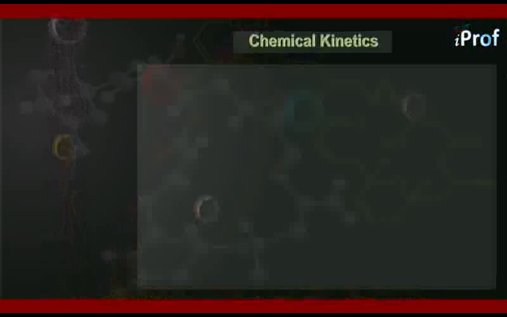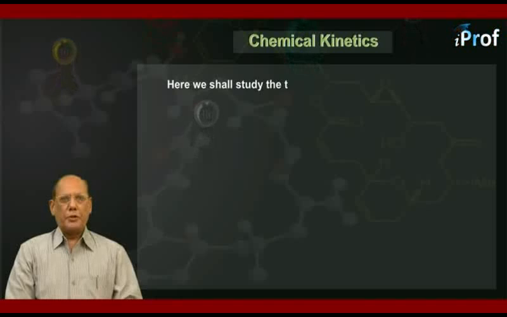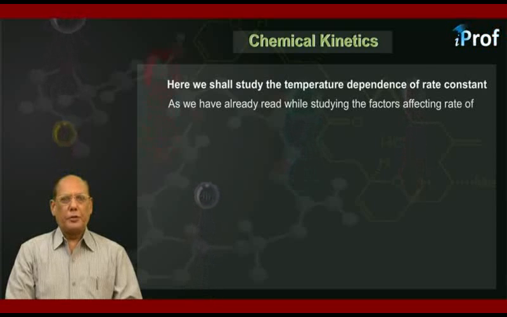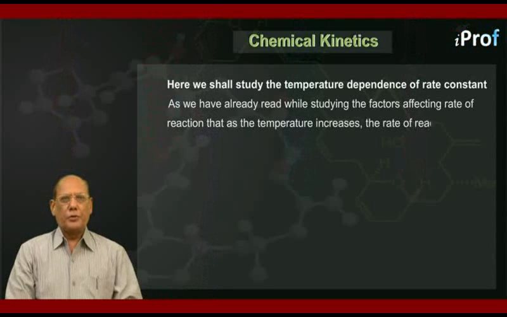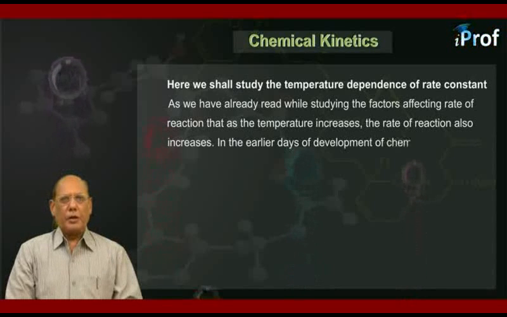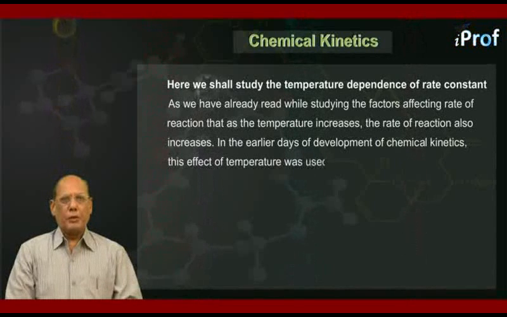Now we shall begin with part three of this chapter of chemical kinetics. Here we shall study the temperature dependence of rate constant. As we have already read while studying the factors affecting rate of reaction, as the temperature increases, the rate of reaction also increases. In the earlier days of development of chemical kinetics, this effect of temperature was used to be given in the form of temperature coefficient.